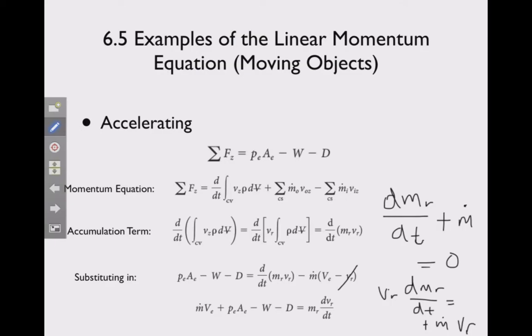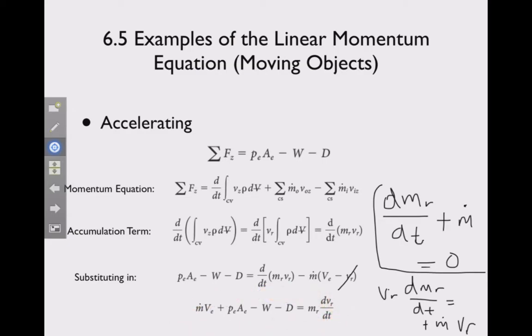Because of this continuity equation right here, we can see that that's going to cancel out from this term. There's still one term left of this total derivative, and it's basically the mass times the derivative of the velocity. But the other term, the velocity times the change in mass with respect to time, is going to cancel out with this. That's why this v_R kind of magically disappeared from this equation.